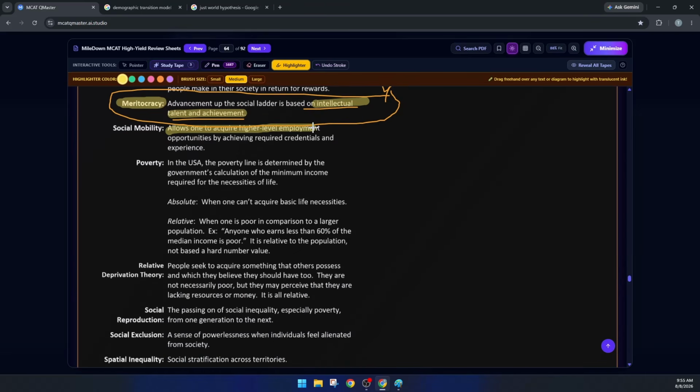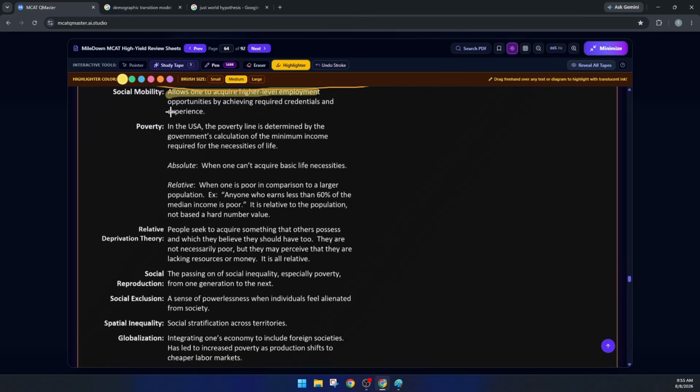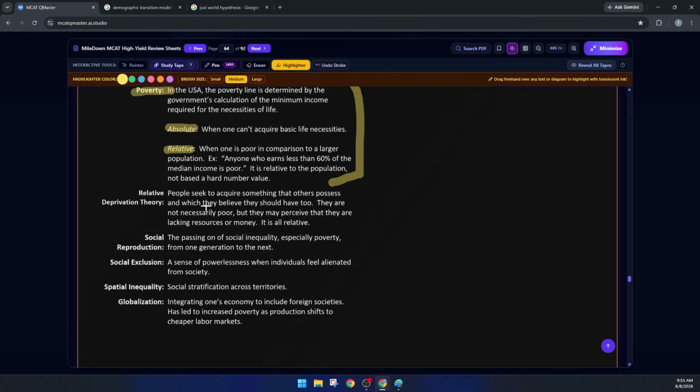Social mobility is when it allows one group to acquire higher level employment opportunities by achieving required credentials and experience. Poverty, you can have absolute or relative poverty. You should know what poverty is. Relative deprivation theory: people seek to acquire something that others possess, which they believe they should have too. So you're not really in poverty, but you believe you need more stuff because relative to other people, you have less, right? So it's all relative.